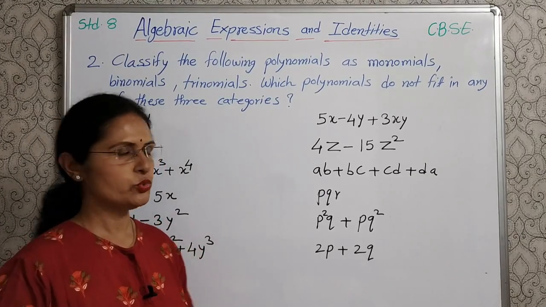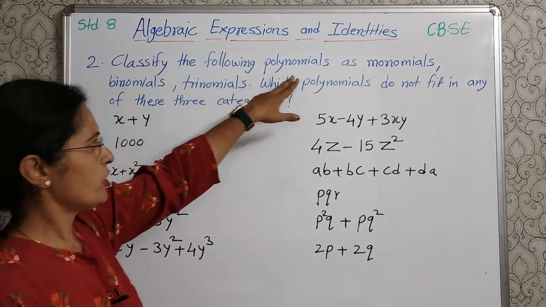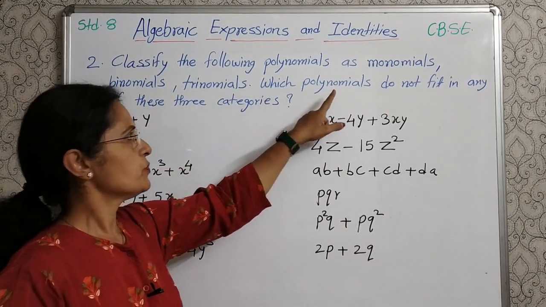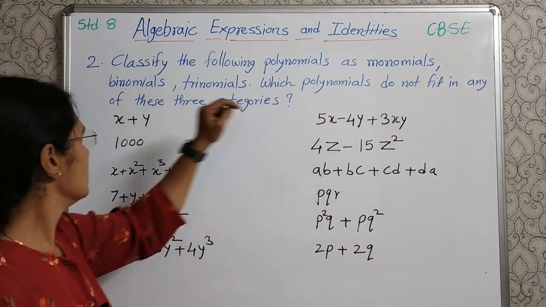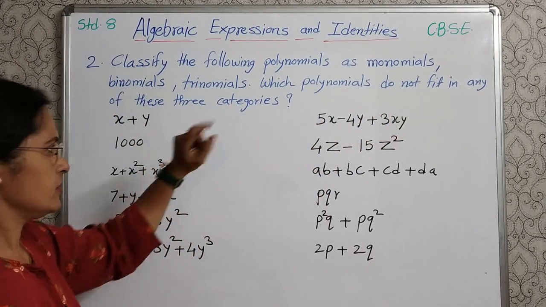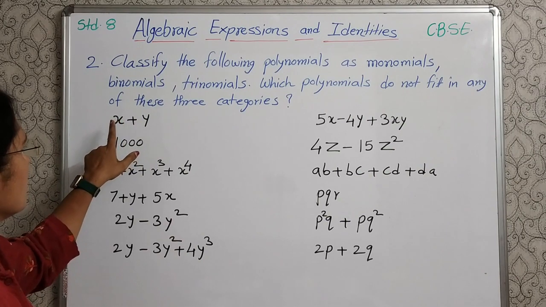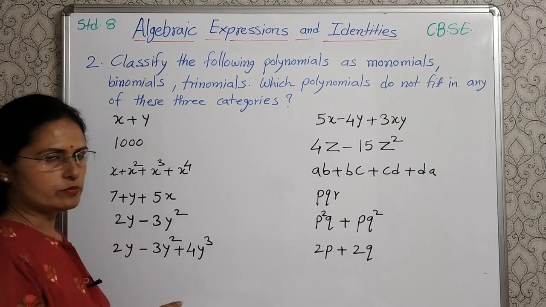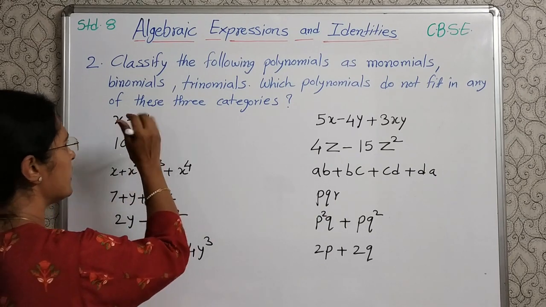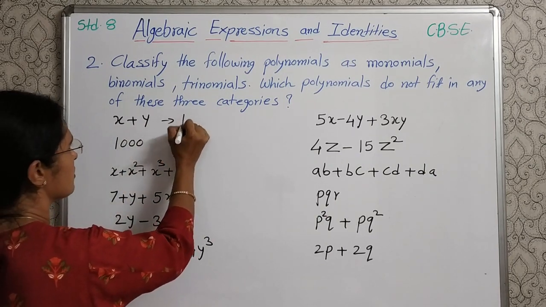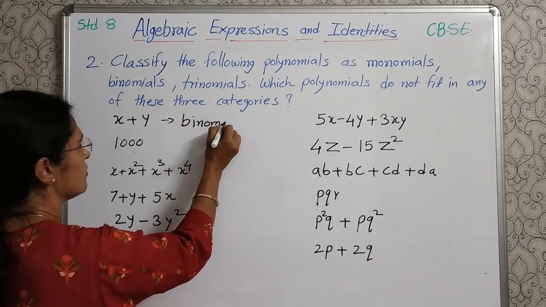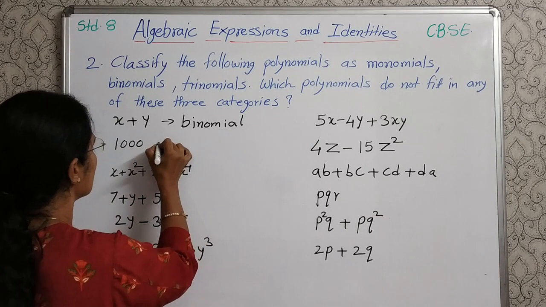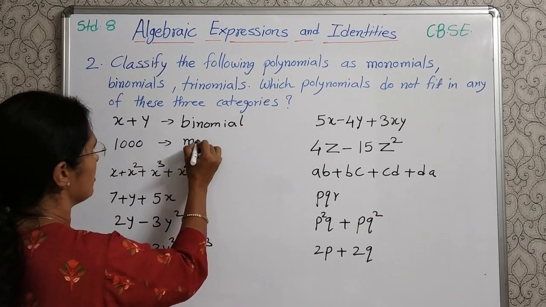Next, question number 2. Classify the following polynomials as monomials, binomials, trinomials. Which polynomials do not fit in any of these three categories? First, x plus y. Now here there are two terms, therefore this is a binomial. Next, 1000. Only one term, therefore this is a monomial.